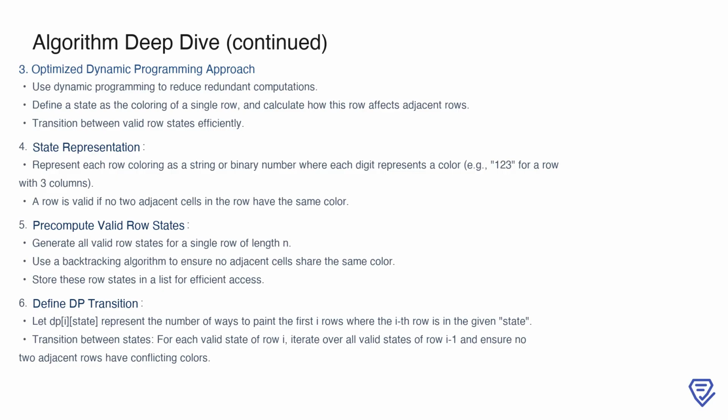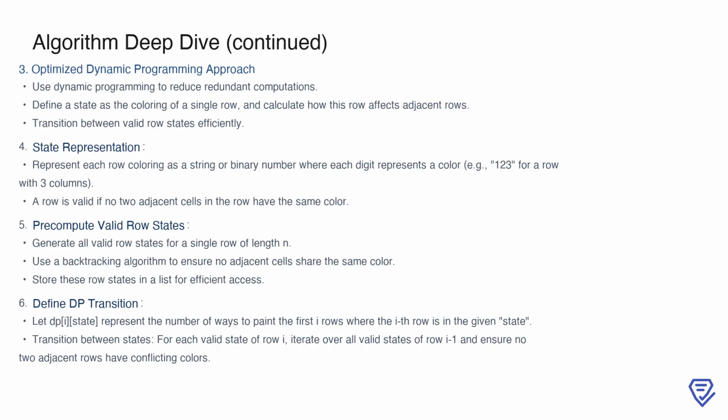To represent these row states, we can use strings or binary numbers, where each digit corresponds to the color of a cell in the row. A row is considered valid if no two adjacent cells have the same color. The next step is to pre-compute all valid row states for a single row of length n. This can be done using a backtracking algorithm that ensures no two adjacent cells in the row share the same color. These valid states are then stored in a list for quick and efficient access.